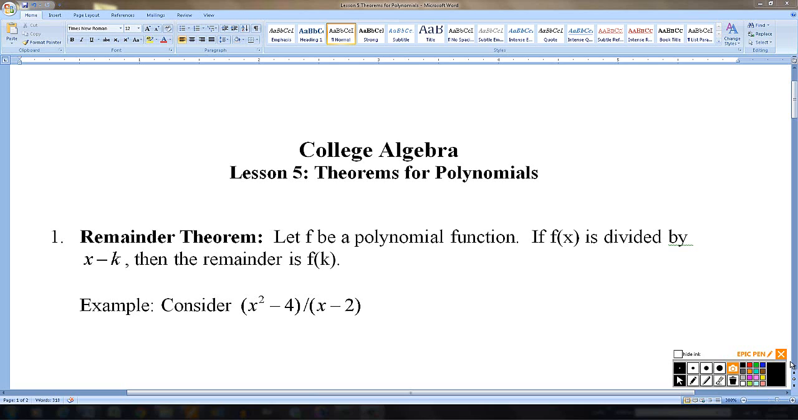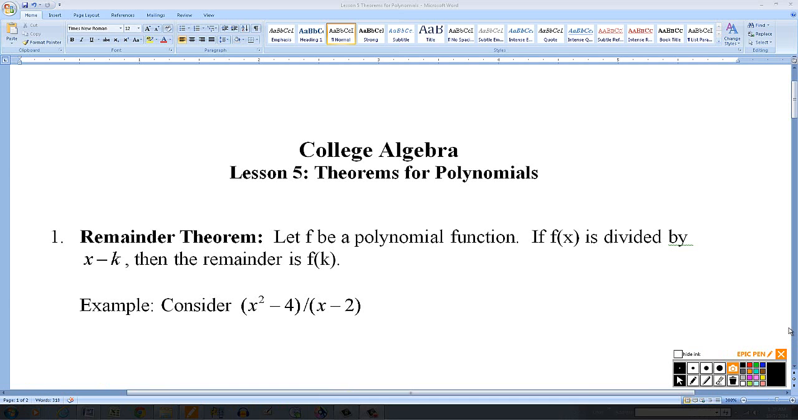Okay, in this video I'm going to go over some theorems for polynomials that I'll be using in subsequent videos. Let's look at the first one. It's the remainder theorem. Let f be a polynomial function. If f of x is divided by x minus k, the remainder is f of k.